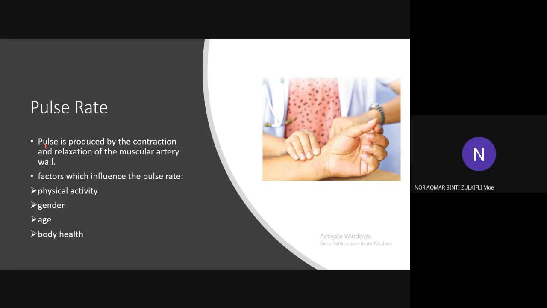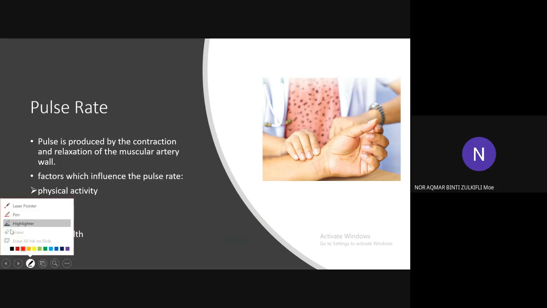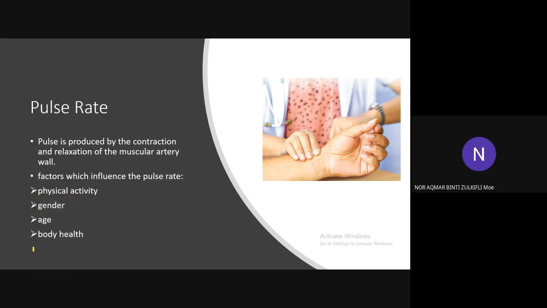Now we look at pulse rate. Pulse is produced by the contraction and relaxation of the muscular artery wall. There are four factors which influence the pulse rate. There is physical activity, gender, age, and body health.